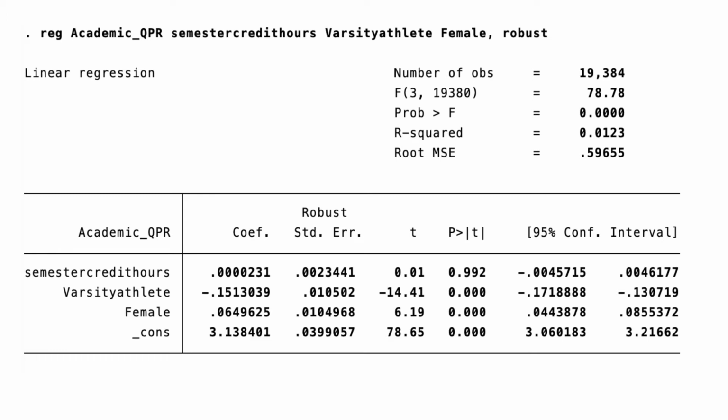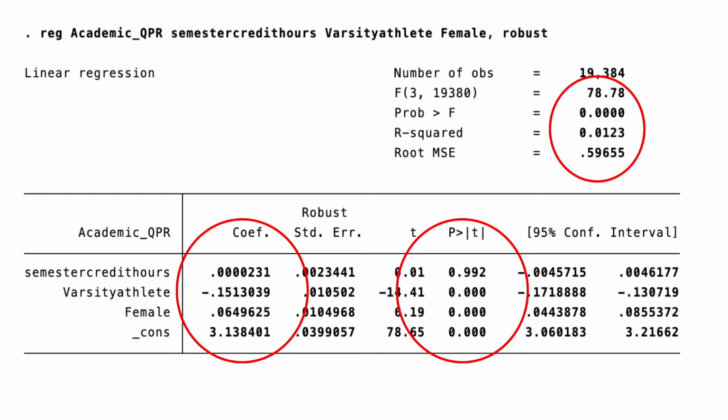Typical results. You can interpret these as you normally would, right? We have semester credit hours, varsity athlete, and the female dummy variable. And in this particular case, the semester credit hours are statistically insignificant, while the dummy variables are both statistically significant. Notice too, the R squared is super low in this regression model, even though the model overall is statistically significant according to the p-value for the F statistic.